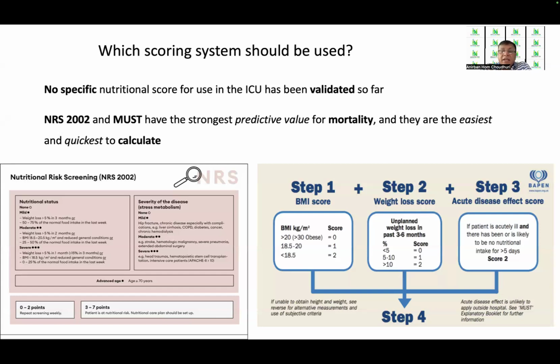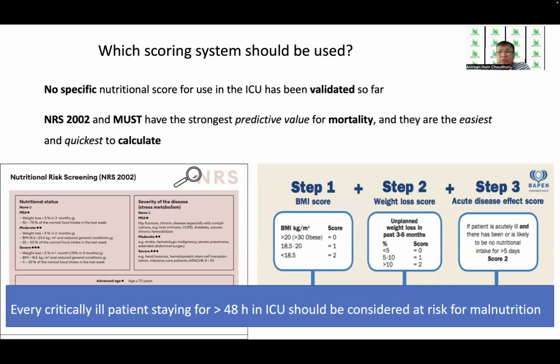Now, if we calculate the BMI score, there are 3 steps involved. In step 1, you calculate the BMI score: if it is more than 20, it is 0; if it is less than 18.5, it is 2; and in between, it is 1. Unplanned weight loss in the past 3 to 6 months with a percentage less than 5 is 0, more than 10 is 2, and 5 to 10 is 1. And if the patient is acutely ill and there has been, or is likely to be, no nutritional intake for more than 5 days, then the score is 2. So we obtain the score and determine the total.